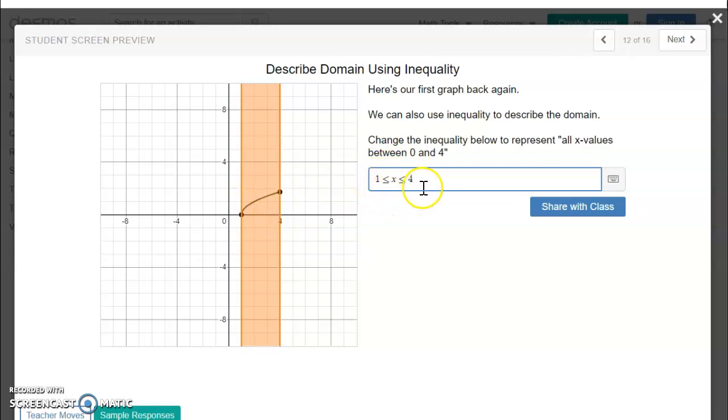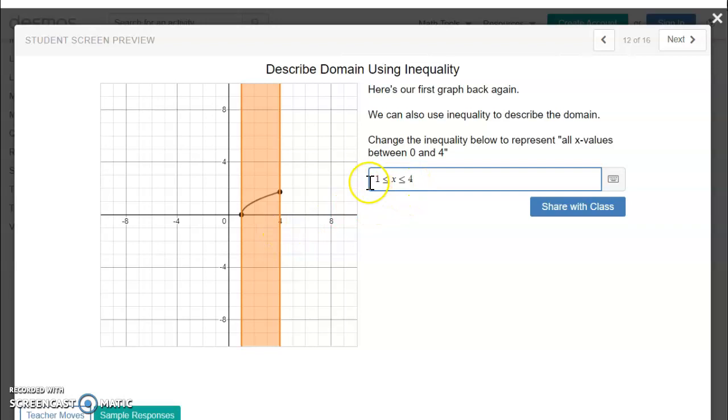When you're writing an inequality like this, the smaller number is always on the left, the bigger number is on the right. This is something that you need to remember, just like on the number line. What does the number line look like? The 1 is on the left, and then 4 is on the right, right? So you need to write it like that.